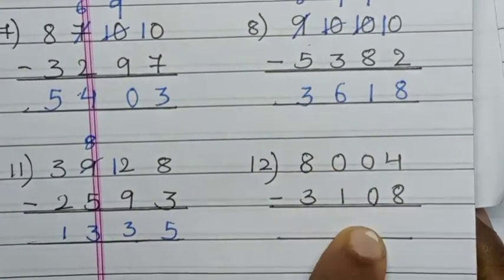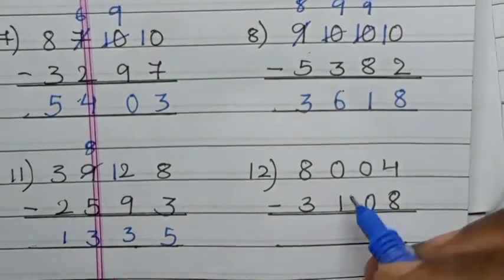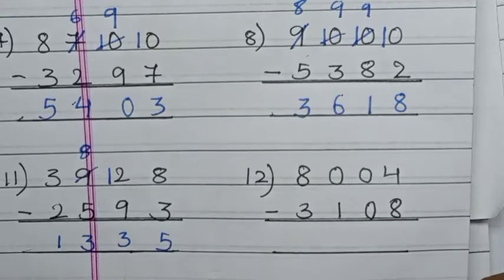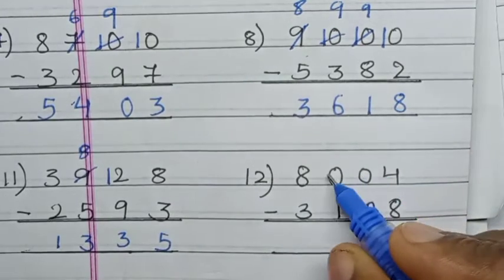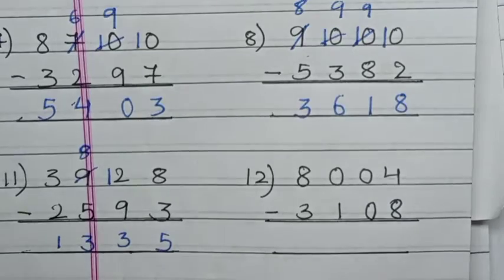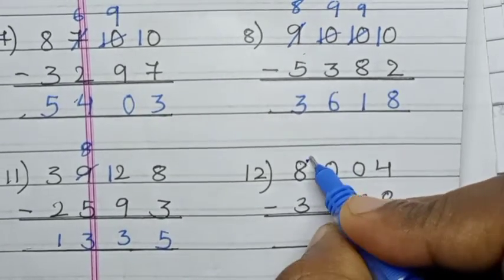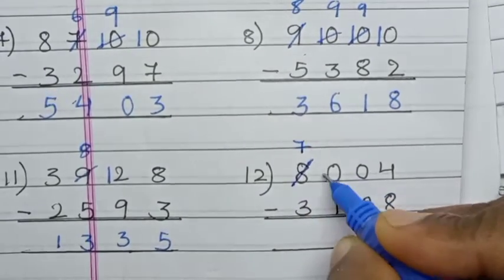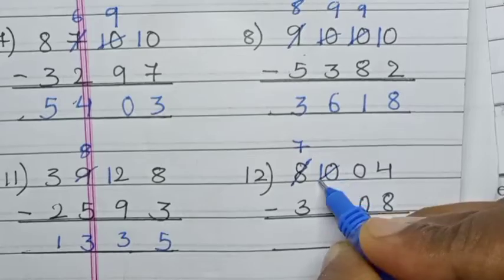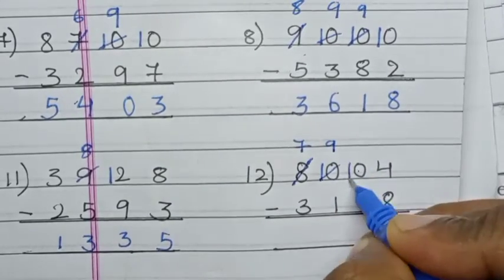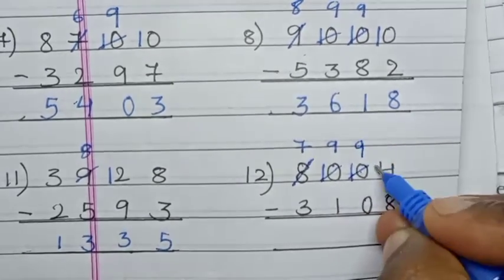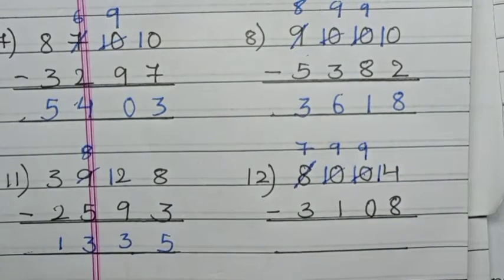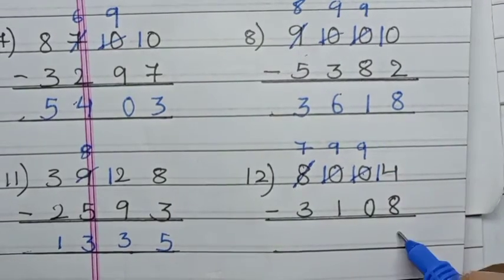8004 minus 3108. So how do we do that? What is 4 minus 8? We can't do it because 4 is less than 8. So borrow we can't. So we'll come from this number. So I'll borrow 1 from 8. 8 will become 7. 0 will become 10. Then again 10 will become 9. 0 will become 10. Then again 10 will become 9. 4 will become 14.